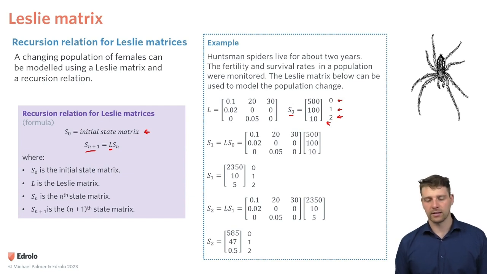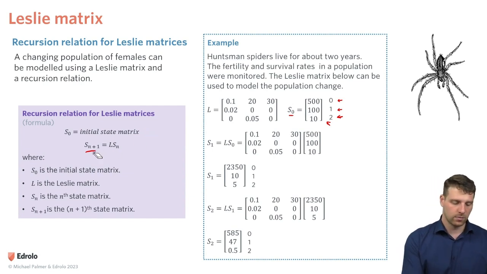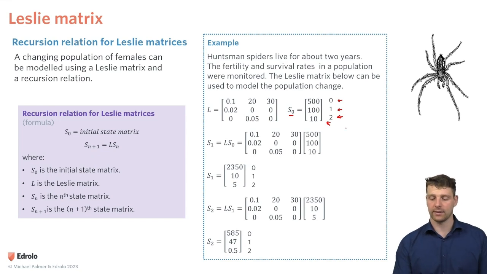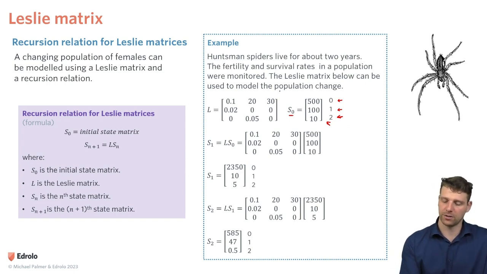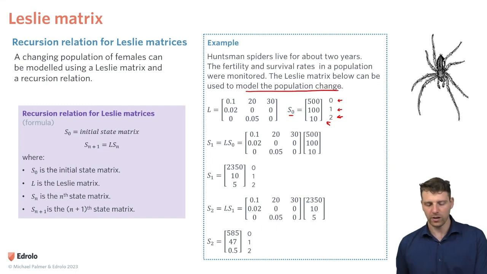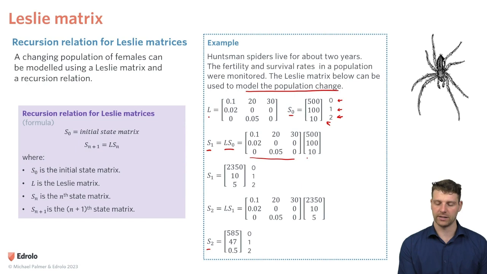Okay, so let's look at this example of Huntsmans. Huntsmans live for about 2 years, and that's why I've got these 3 age brackets. The fertility and survival rates in a population were monitored. The Leslie matrix below can be used to model the population change. If you scan ahead, I'm calculating the population of Huntsmans after 2 years. So let's look at how I do that. To make this calculation, if I want S1, I need to compute L times S0. And so here I've got L times my initial state matrix.